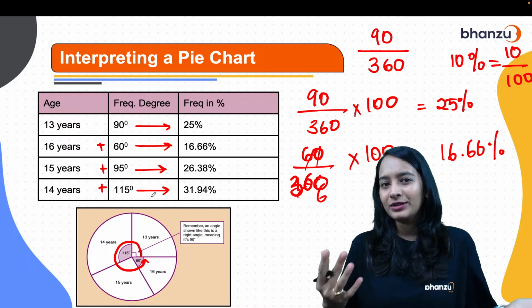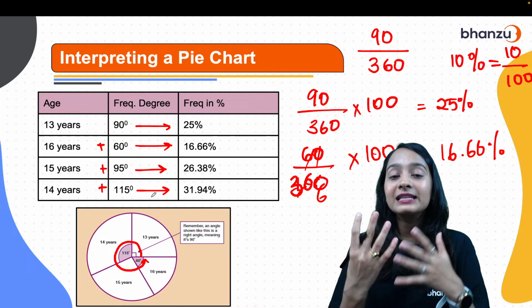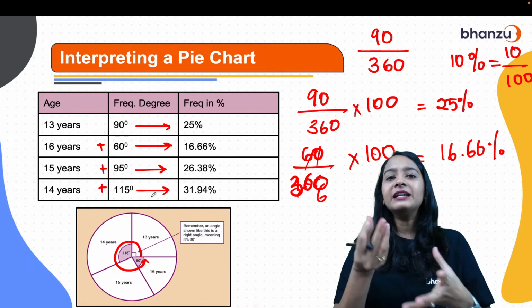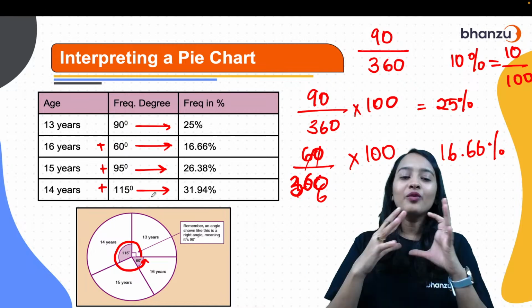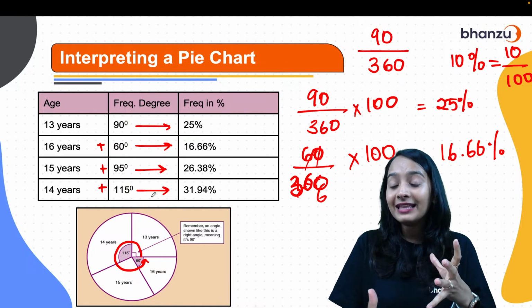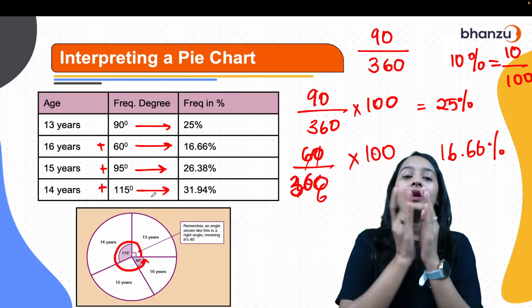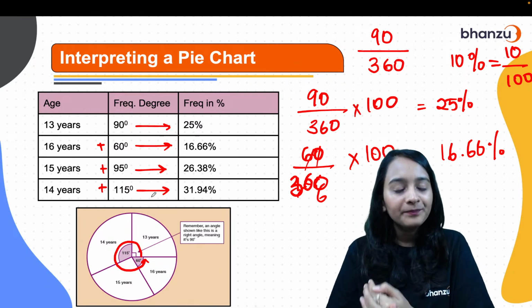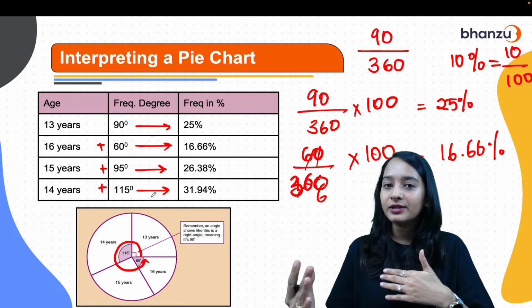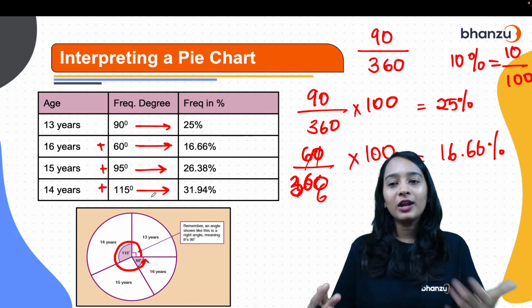Now the data makes more sense, right? Because it's in percentage. Earlier it was like 95 degree are from 15 years, which doesn't make much sense. So how did we interpret the pie chart here? How did we get the information out of it? We converted the degree first to a fraction and multiplied it with 100% to convert that into percentage.